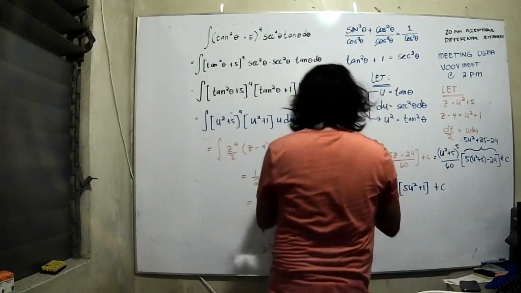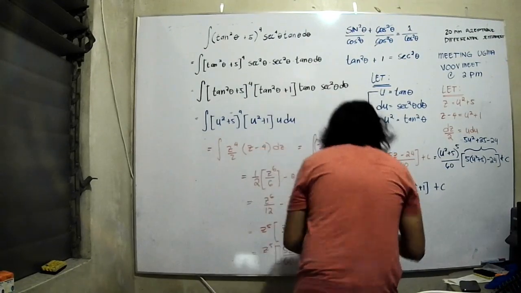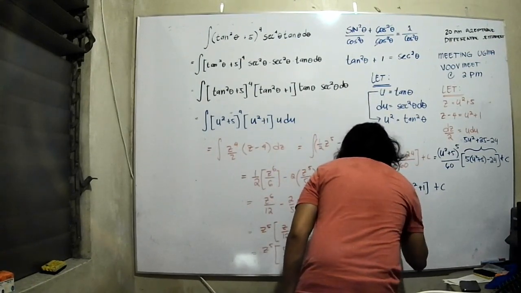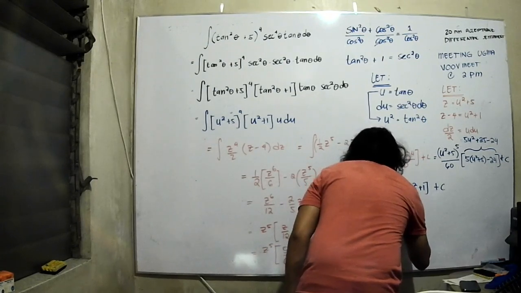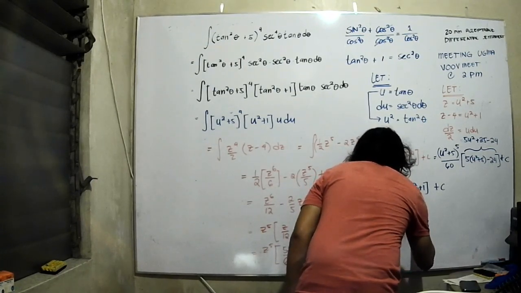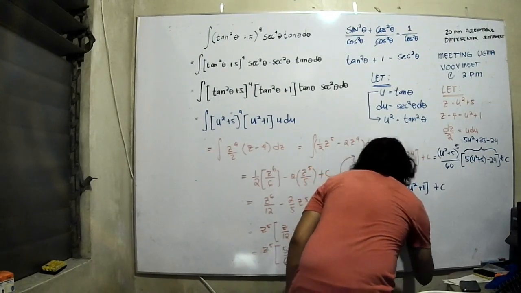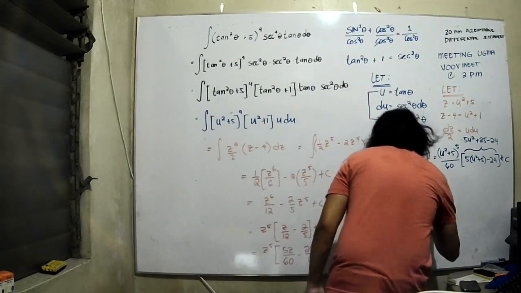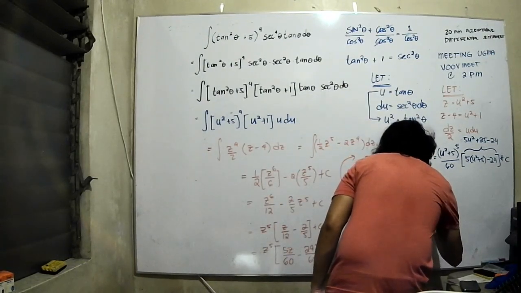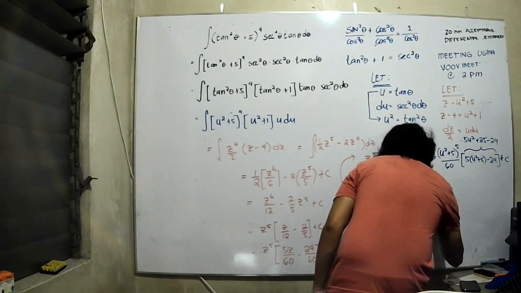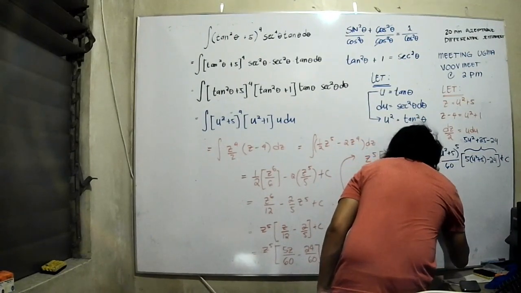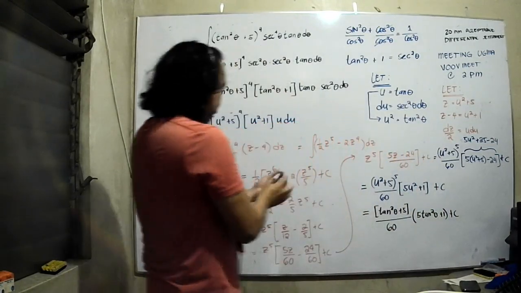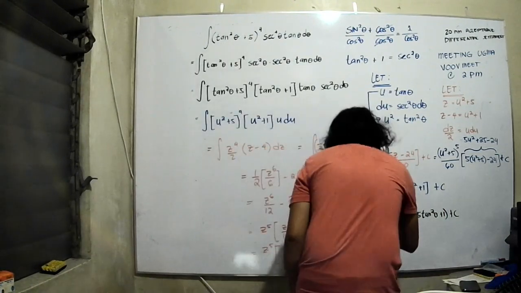Tangent. So notice, okay? That should be equal to tangent squared theta plus 5 divided by 60 times 5 tangent squared theta plus 1 plus C. This is our final answer. Okay?